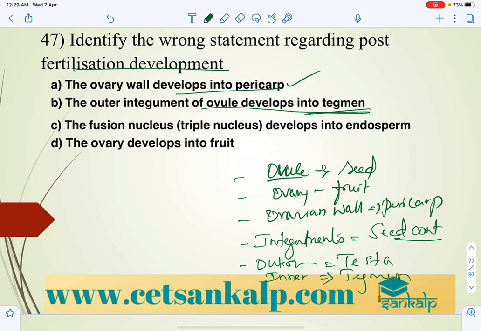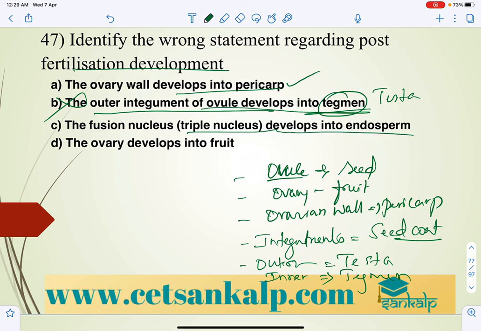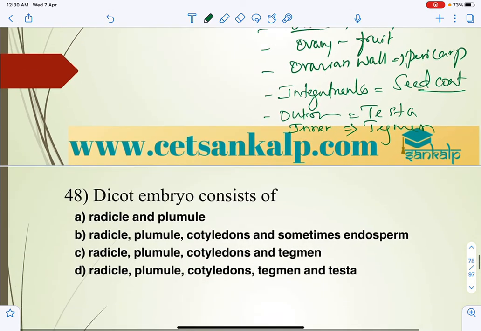So which is a wrong statement here? Outer integument of the ovule develops into tegmen. No, that develops into testa. So this is a wrong statement. 47th B is fusion of nucleus, triple fusion nucleus develops into endosperm. That is correct, that is triple fusion. Ovary develops into fruit. So everything is correct and the wrong one is the integument statement.